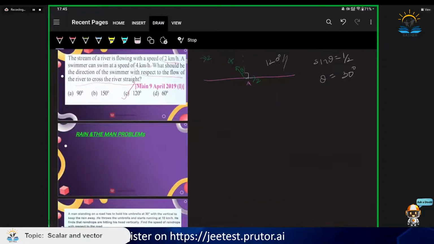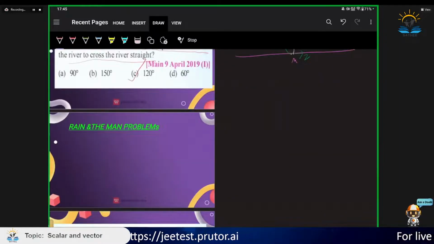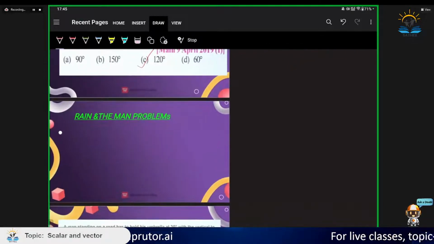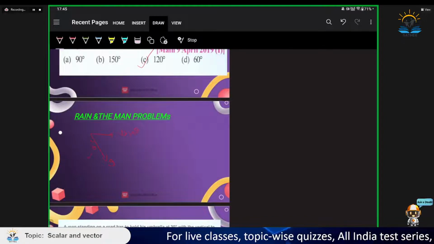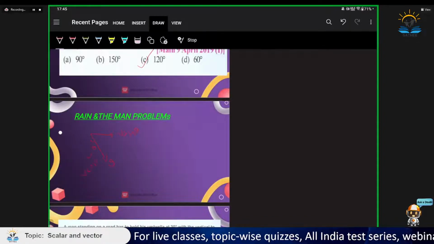Next, let's solve rainman problems. Again, application of relative velocity. Suppose rain is falling with velocity v. It's making theta angle with vertical. Its horizontal component will be v sine theta. Its vertical component will be v cos theta.